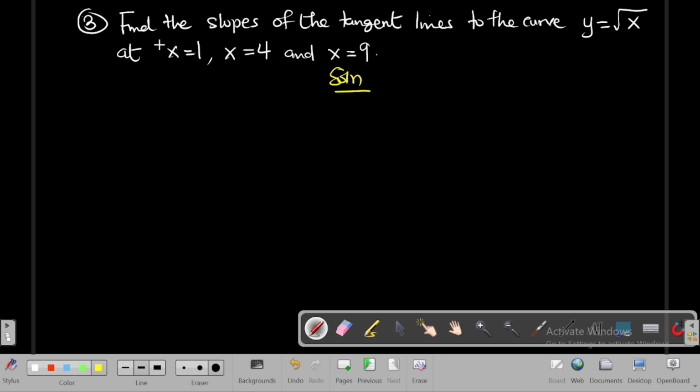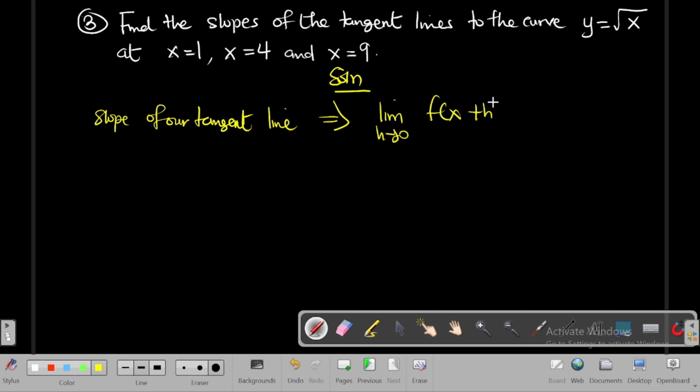So our last question says that we should find the slopes of the tangent lines to the curve y is equal to the square root of x at x equals 1, x equals 4, and x equals 9. So we are going to use the definition of the derivative. We know that the slope of our tangent line is given by the limit as h approaches 0 of f of x plus h minus f of x all over h.